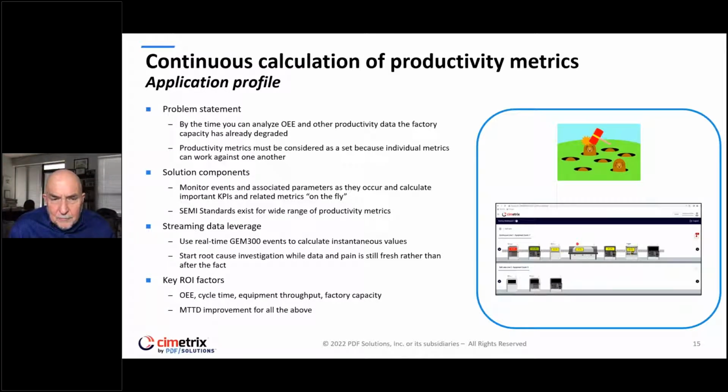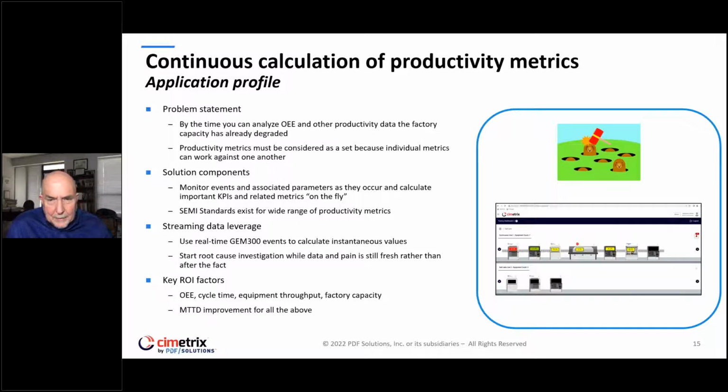And the real-time GEM 300 events that talk about state changes in equipment are entirely sufficient to do a consistent standards-based real-time calculation of these productivity metrics. So that'll give you an idea of looking to find the root cause issues, sort of while it's fresh in your mind rather than after the fact. And of course, again, the ROI factors impacted by this would be OEE itself, throughput capacity, and mean time to detect for all of these things.